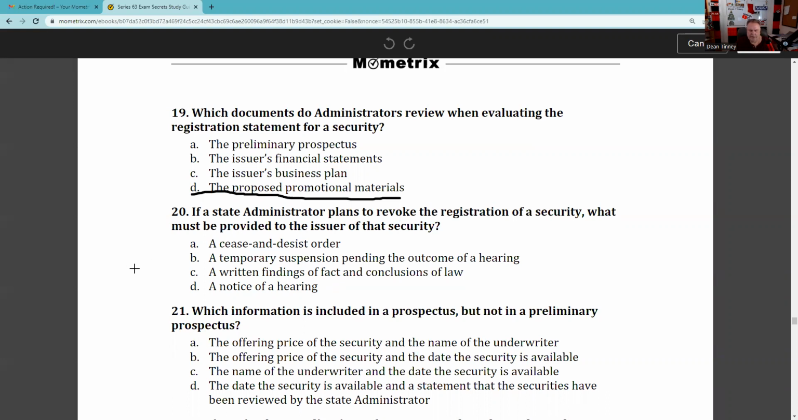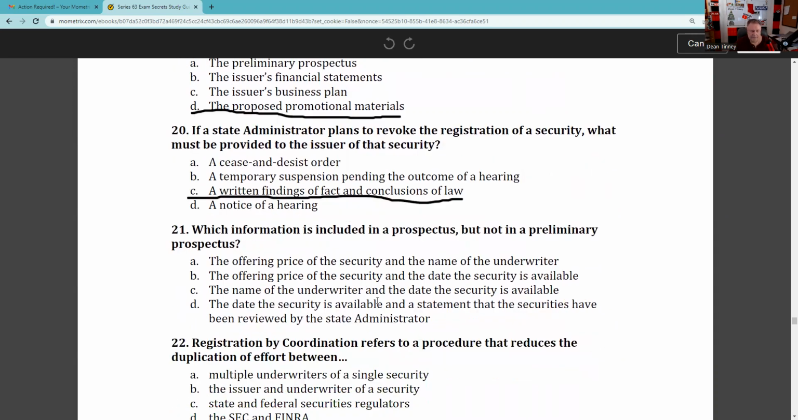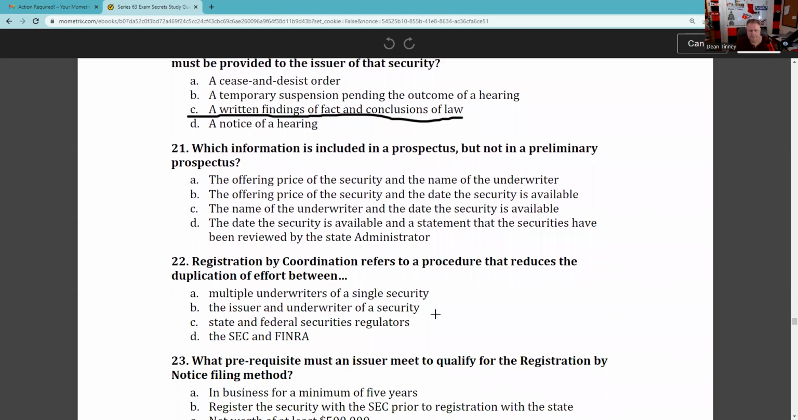If a state administrator plans to revoke the registration of a security, what must be provided to an issuer of that security? Very much a test question. Written findings of fact and conclusions of law. That's not only for the revoking of a registration of a security, but also the revoking of a registration of a person, natural, that would be you, agent of the broker-dealer, or unnatural, that'd be your broker-dealer or investment advisor or investment advisor rep. So that's true of all of them. And that is a very good example of a test question you might encounter.